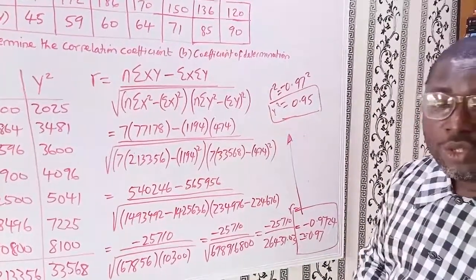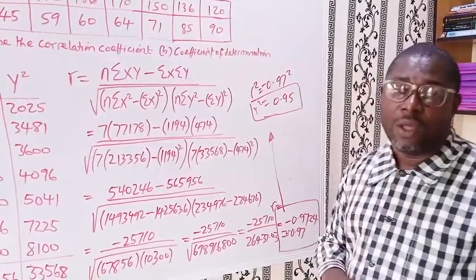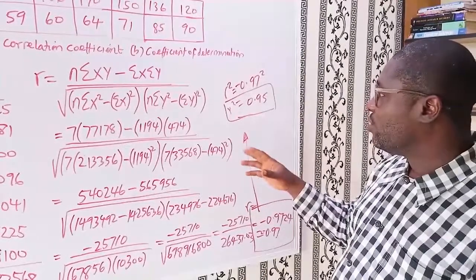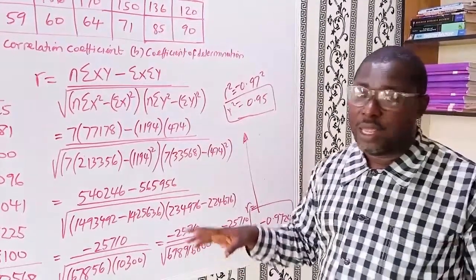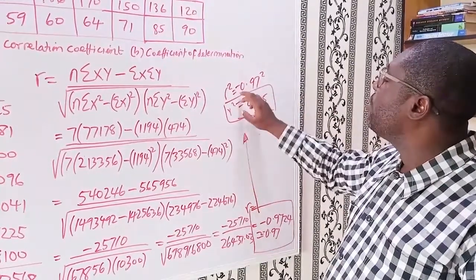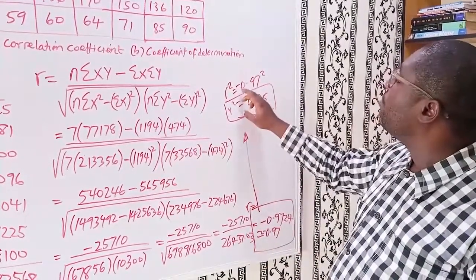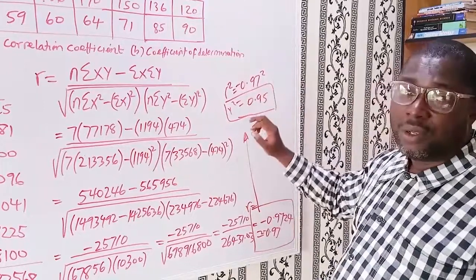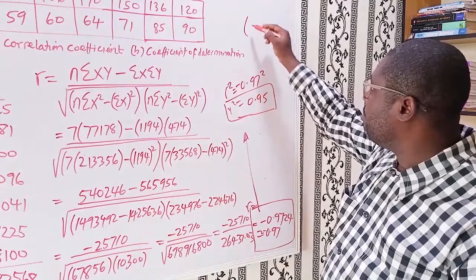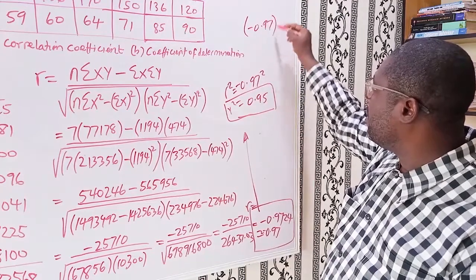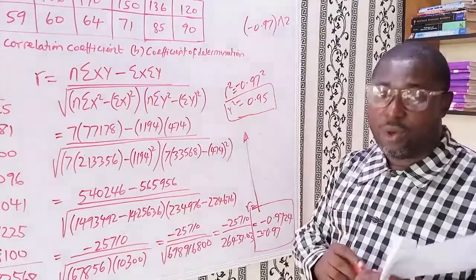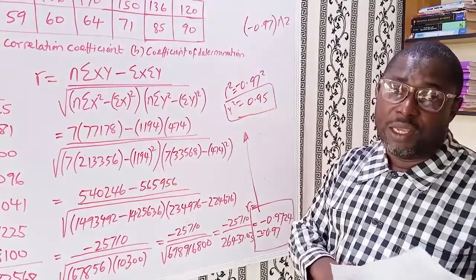I want to encourage you to still go through this example again and look at all the lines that you need to check out. Now let me point out something here: by the time you get to this point and you want to find the square of minus 0.97, you have to put it in brackets. You have to put it as minus 0.97 exponent 2 for you to get this value. If not, your answer will be a negative.